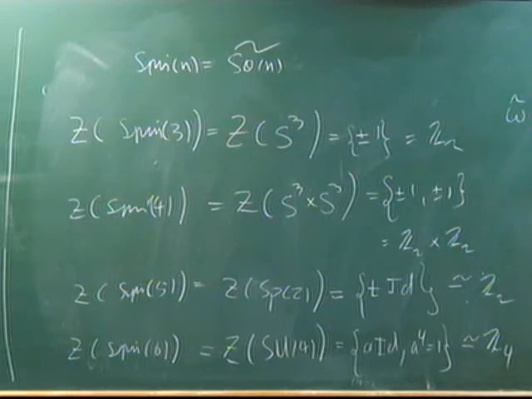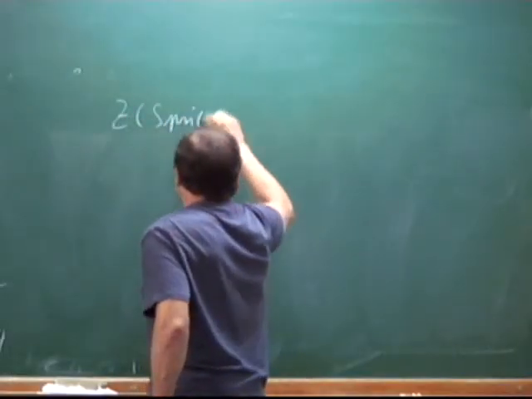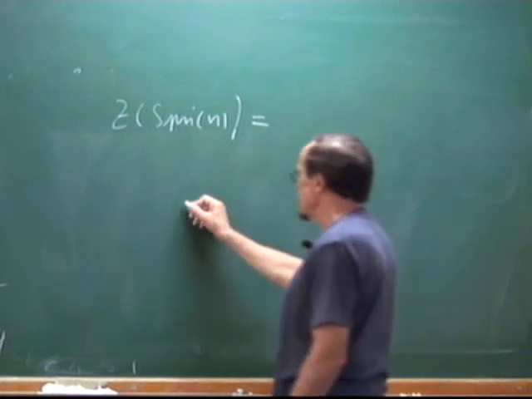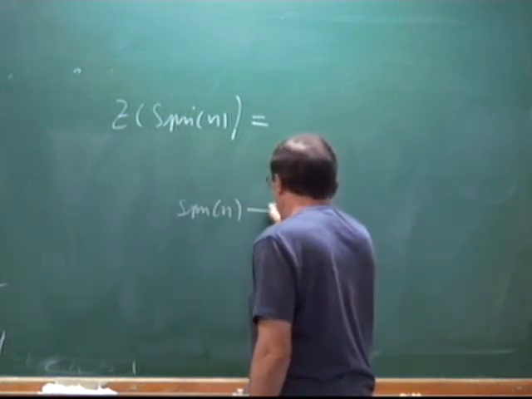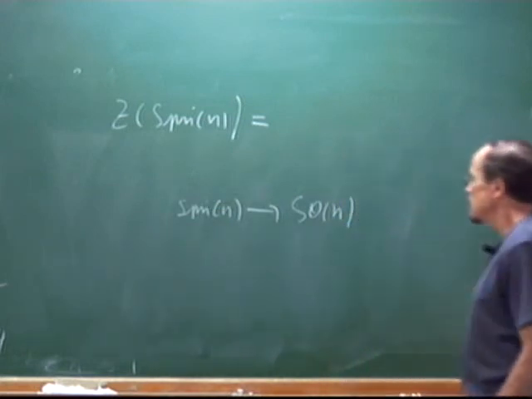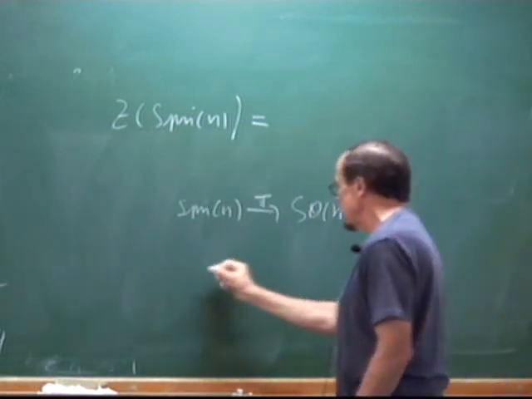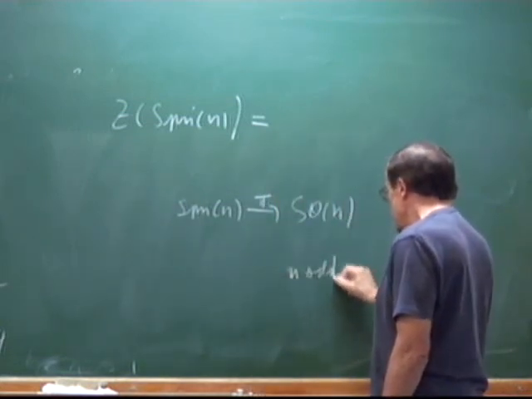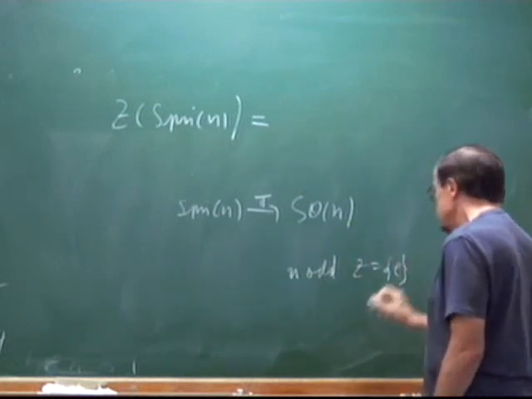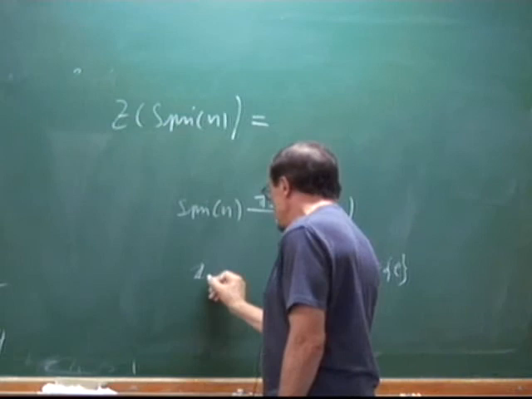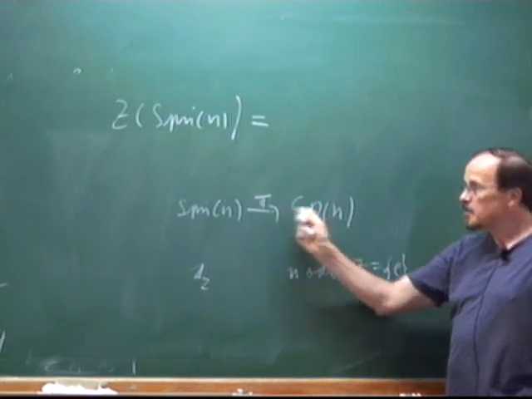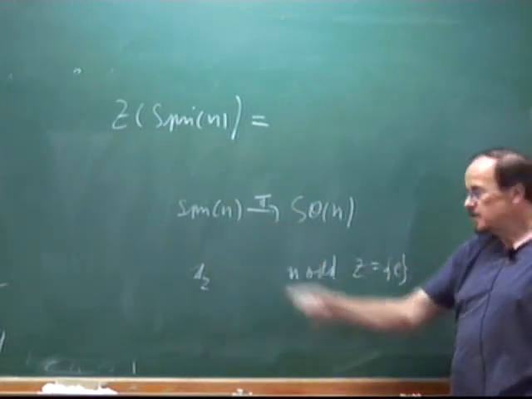And now we'd like to guess what the center of Spin n is in general. First we can see how large it is. Spin n is a 2-fold cover of SOn. When n is odd, the center of SOn is trivial. The image of the center is the center, and that's a 2-fold cover, so the kernel must be Z2 only.